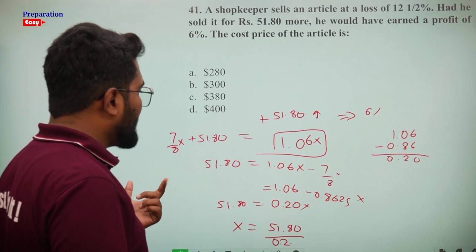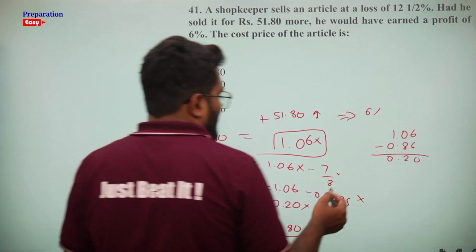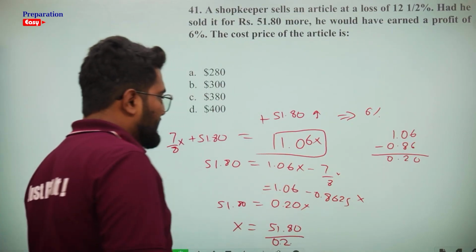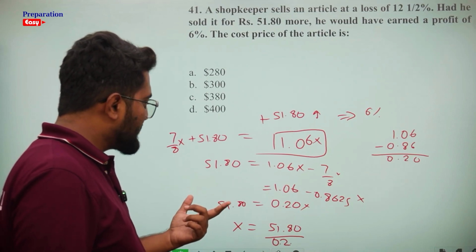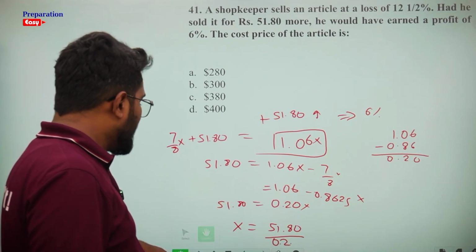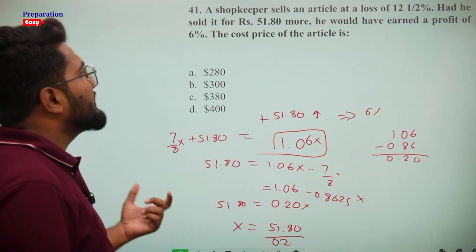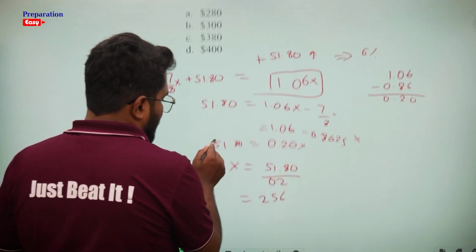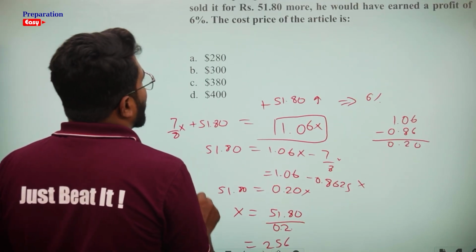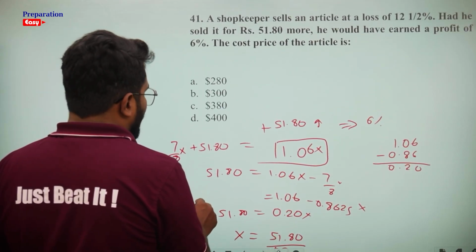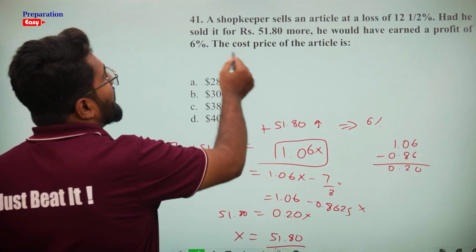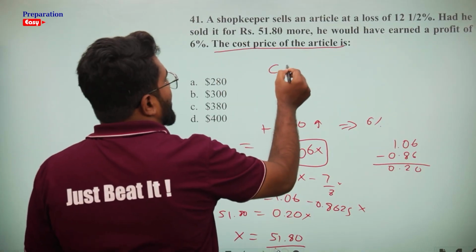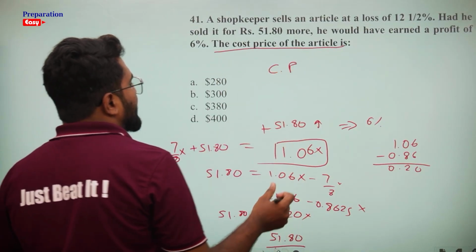Okay, 7 by 8 of 1.06 x minus 7 by 8, which is equal to 0.8625. Okay, that is the value of x. So what do we have to find? We have to find the cost price. That was the selling price.